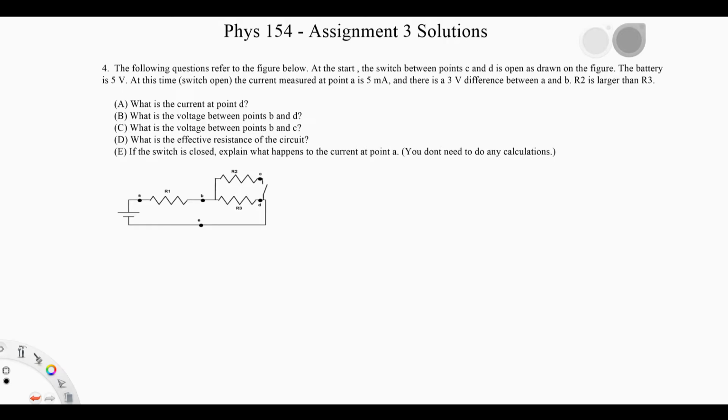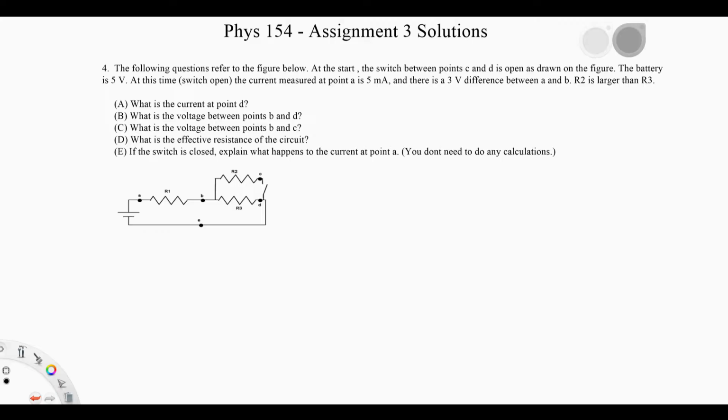Okay, so problem 4 says the following questions refer to the figure below. At the start, the switch between points C and D is open as drawn on the figure. The battery is 5 volts. At this time, switch open, the current measured at point A is 5 milliamps, and there is a 3 volt difference between A and B. R2 is larger than R3.